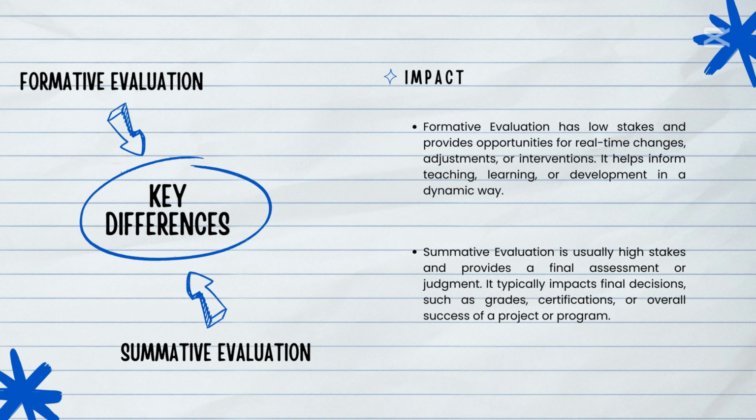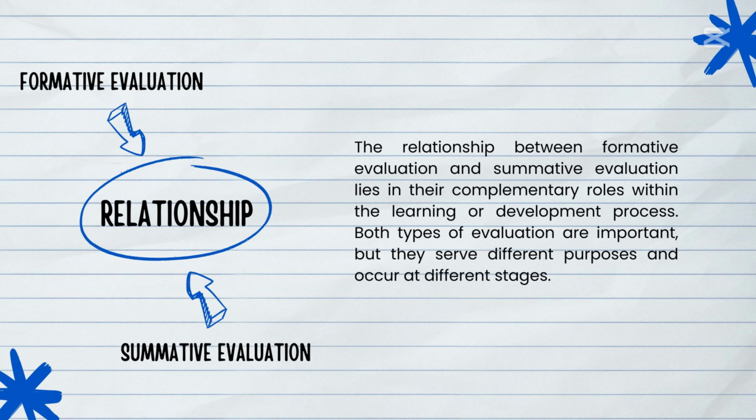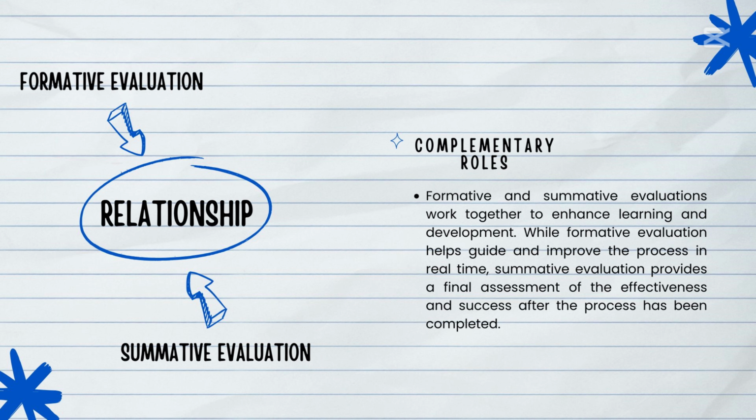Alright, so at this point, let us know the relationship between the formative and summative evaluation. The relationship lies in their complementary roles within the learning or development process. Both types of evaluation are important, but they serve different purposes and occur at different stages. Both work together to enhance learning and development. While formative evaluation helps guide and improve the process in real time, summative evaluation provides a final assessment of the effectiveness and success after the process has been completed.